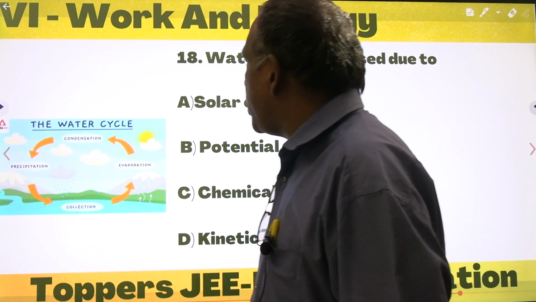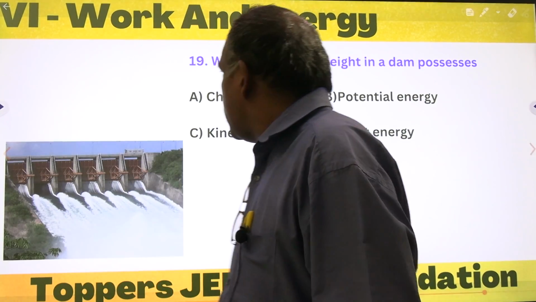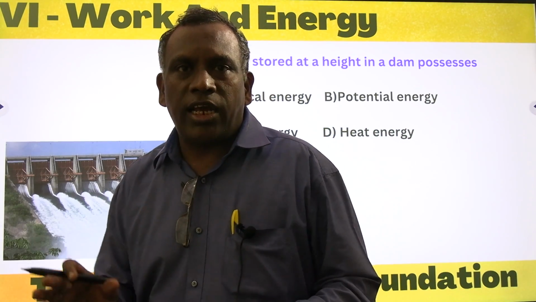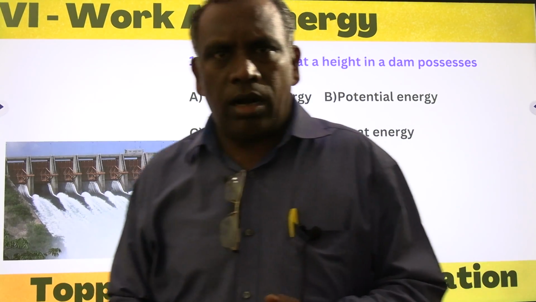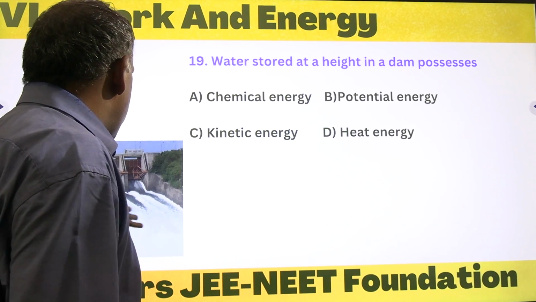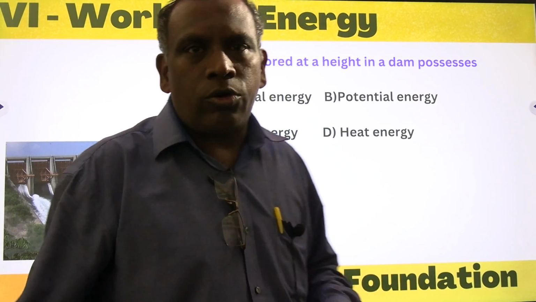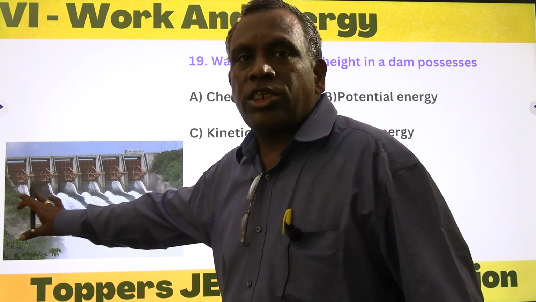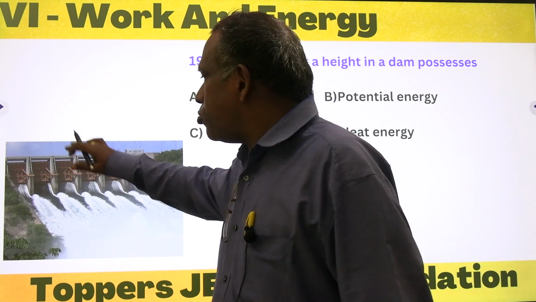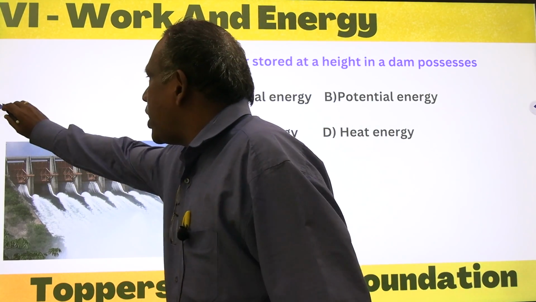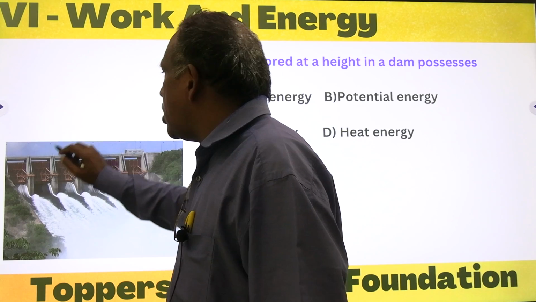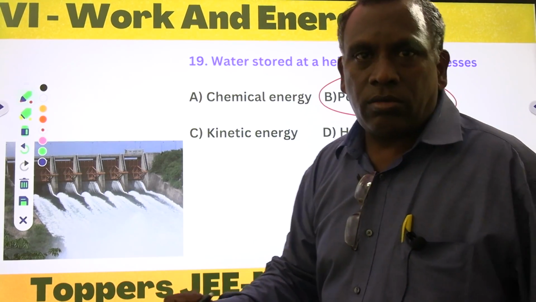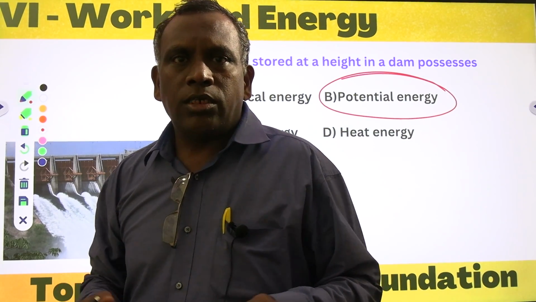So the next question: water stored at a height in a dam possesses what? Water stored at a height. In hydroelectric power stations, normally across the rivers they construct dams, using this potential energy only. The potential energy is raised when you store the water. So that's why the correct answer is potential energy, the energy due to position.